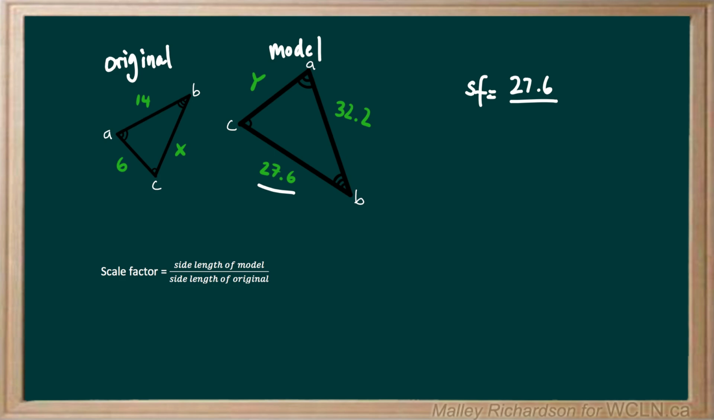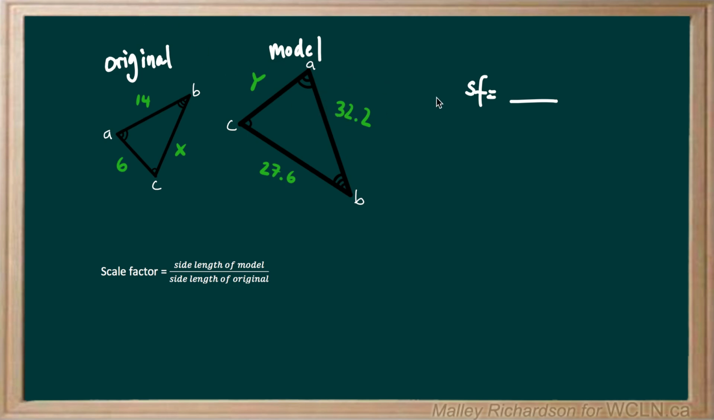But as we can see, side length CB in the original is x, an unknown side length. So that means we can't use the side length CB in our model. Instead, let's try a different side length. So instead of using CB, let's use side length AB.